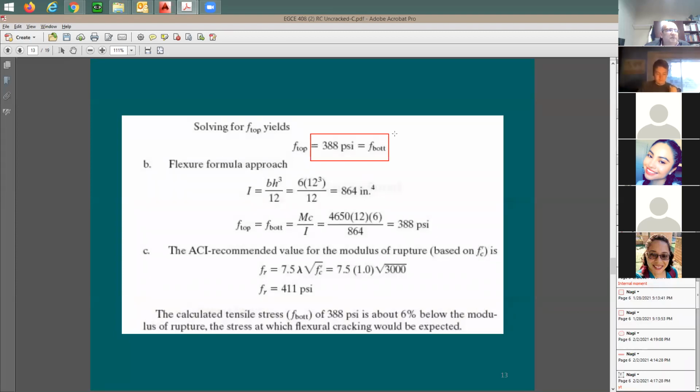Look at these two values. Exactly the same stress. So whether you do it with the force method, which means the couple method, or you do it with the flexural formula method, you should end up with exactly the same number, unless you have some approximation in your analysis here.